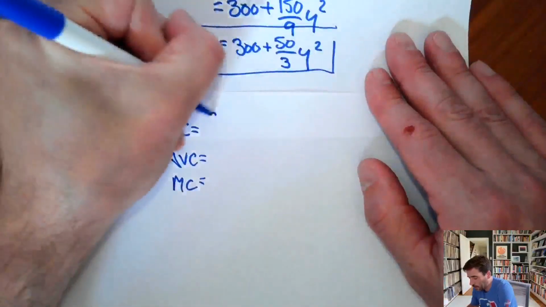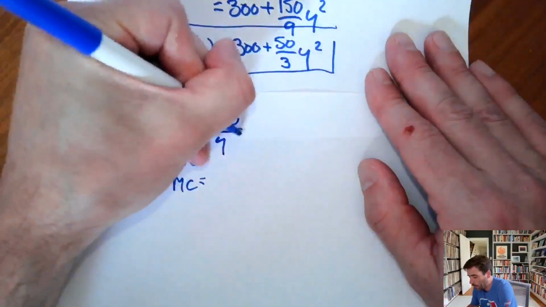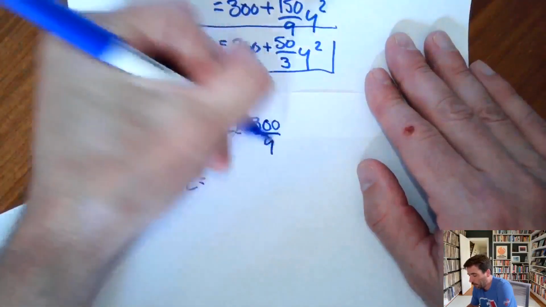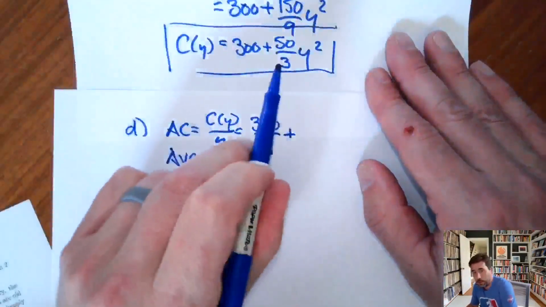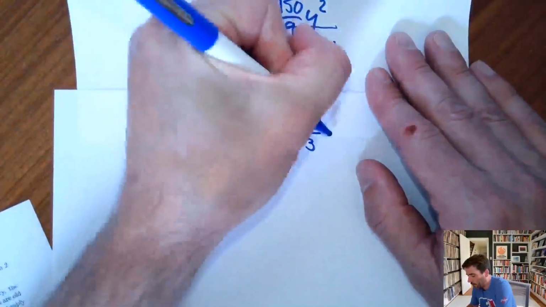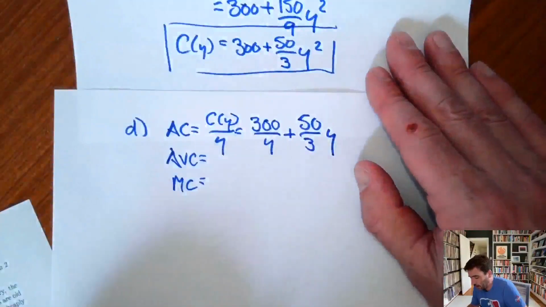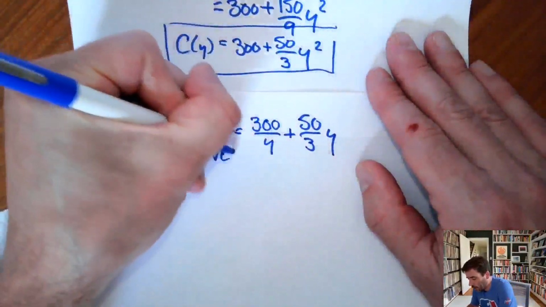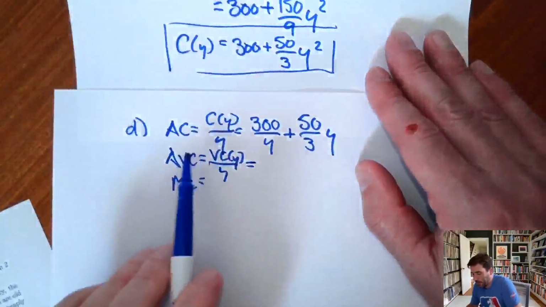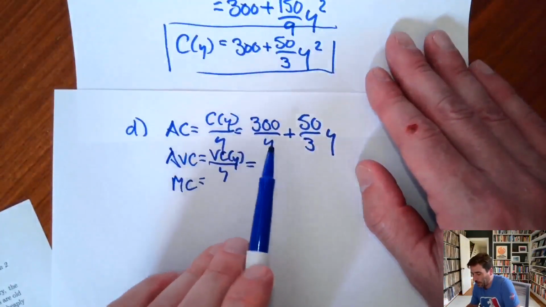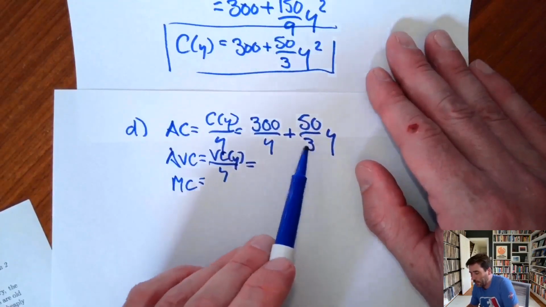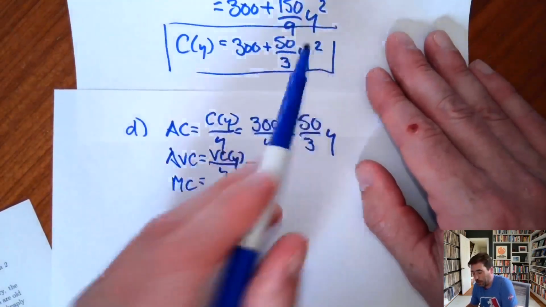All right, well, average cost is just going to be cost divided by y. So when I look up my cost function, that's going to be 300 divided by y plus 50 over 3 y squared divided by y, which is just going to leave me with 50 over 3 y. All right, average variable cost would be my variable cost divided by y. Well, I've already figured that out because I got that with average cost. This first part was my average fixed cost. The second part there was the average variable cost. That's the part that came from the term that varied with y.